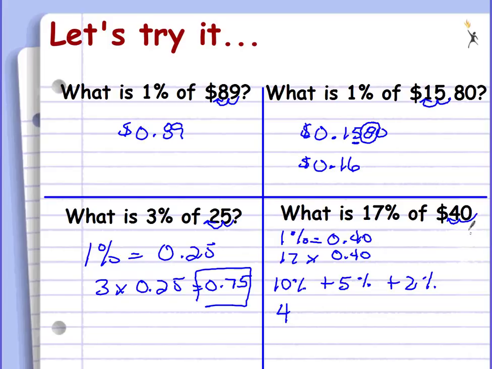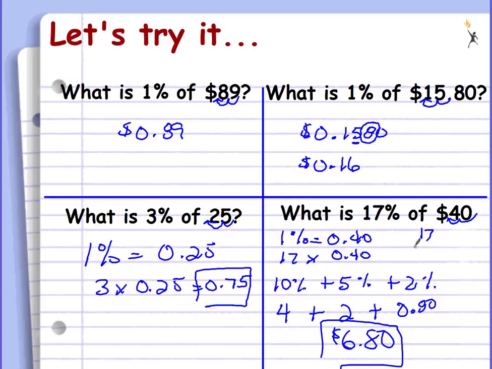So what is 10% of $40? It's 4, because you just move it 1 place. 5% would be half of 10%, which would be 2. And if 1% is 40 cents, then 2% would be 80 cents. Add them together, 4 plus 2 plus 80 cents would be $6.80. If you took the 17 times 40, you'd get the same thing: 680, and we would need 2 decimal places, $6.80. Same thing.